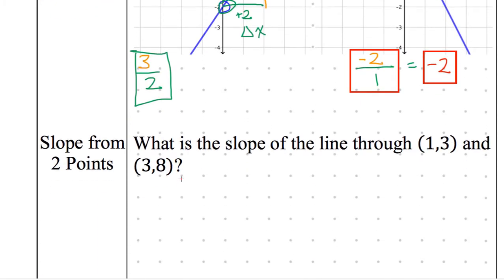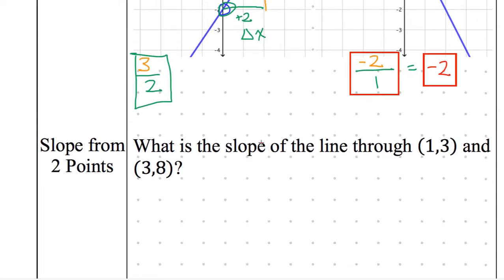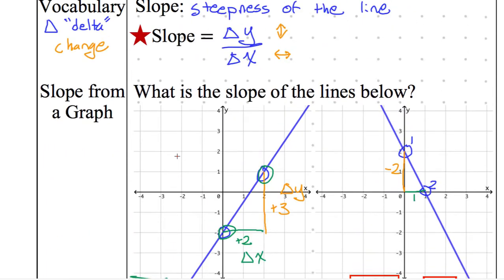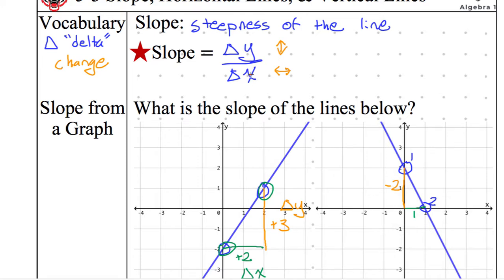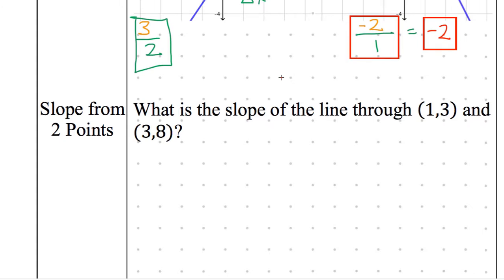Let's find the slope using 2 points. So this is basically the same thing without a graph. So now it's telling us a point on the graph, another point on the graph, and telling us find the slope. And we're still using the same definition that we use up here, delta y over delta x. Change in the up and down, the change in the left and right.